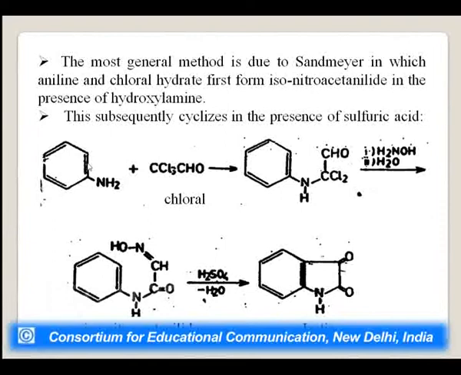The most general method is due to Sandmeyer, in which aniline and chloral hydrate first form isonitrosoacetanilide in the presence of hydroxylamine. This subsequently cyclizes in the presence of sulfuric acid, and here you can see the reaction. This is pyridine, this is chloral. Here first of all it will give you this kind of product. So, proton will be substituted by this reactant, and followed by hydroxylamine and hydrolysis, it will give you isonitrosoacetanilide, and with H2SO4 it will give you isatin.